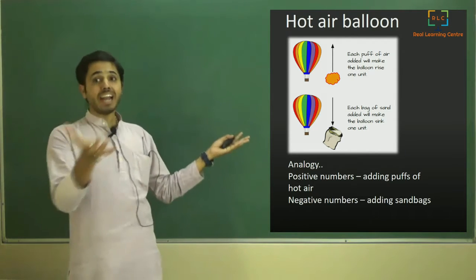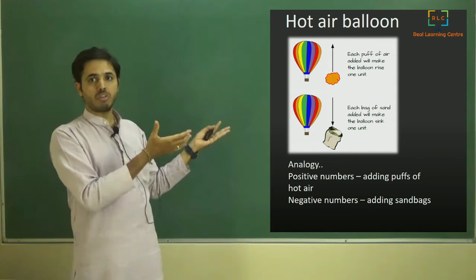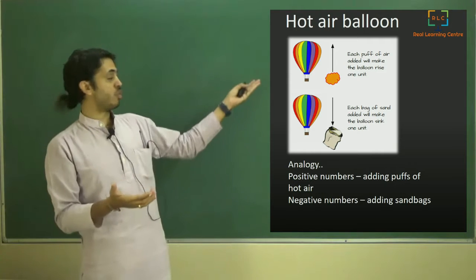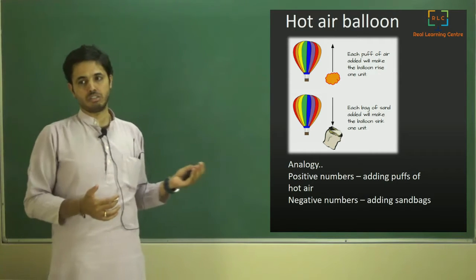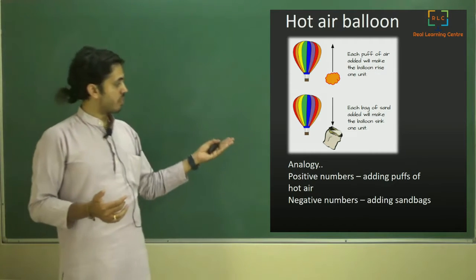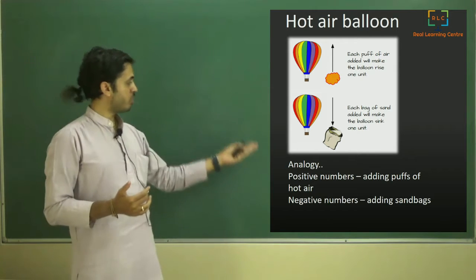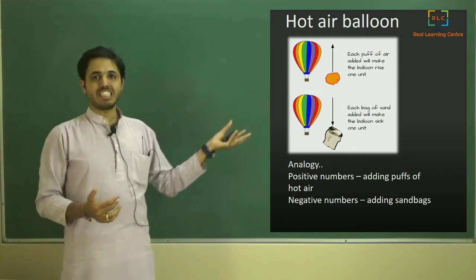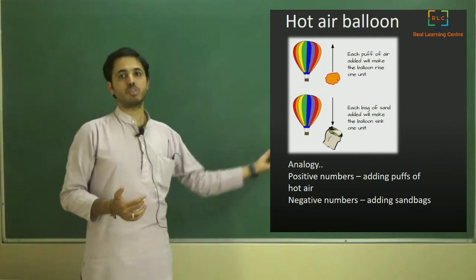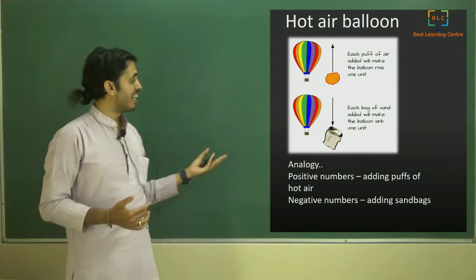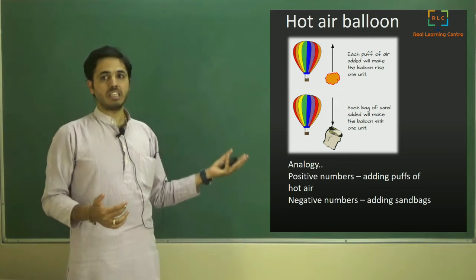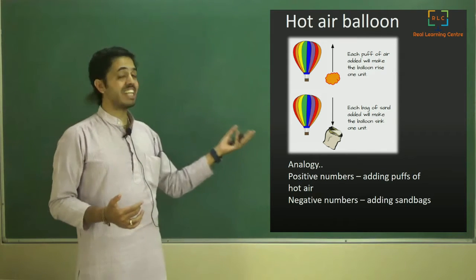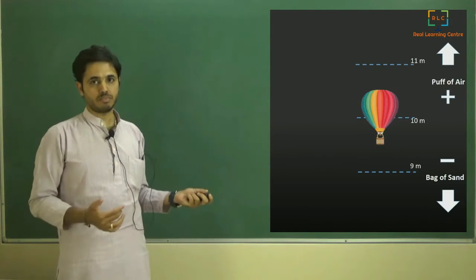And if you add a sandbag, the weight of the hot air balloon increases, hence it is going to come down by 1 unit. So in this analogy, if you add puffs of hot air, it's equivalent to adding positive numbers, and if you add sandbags, it's equivalent to adding negative numbers. So let's start.